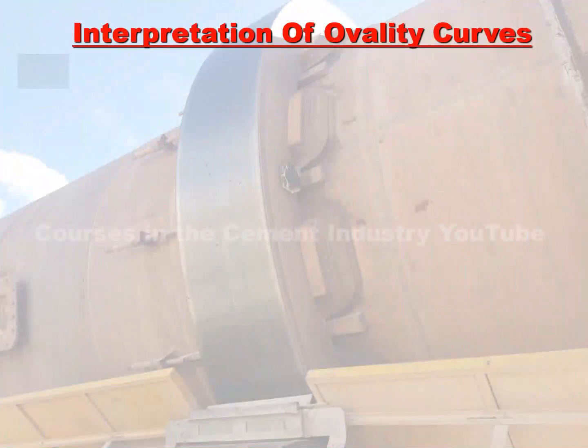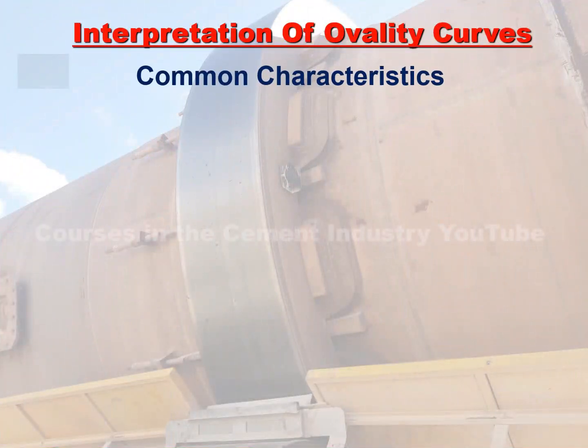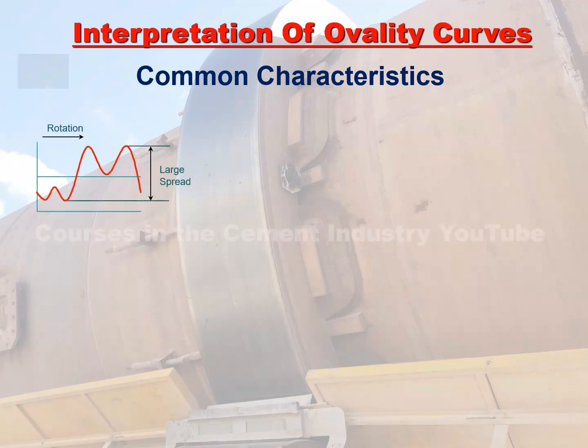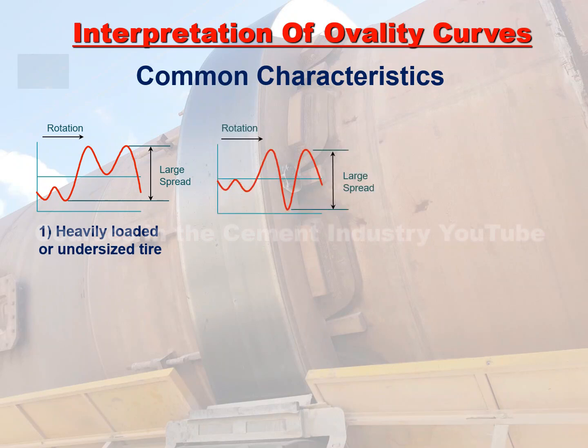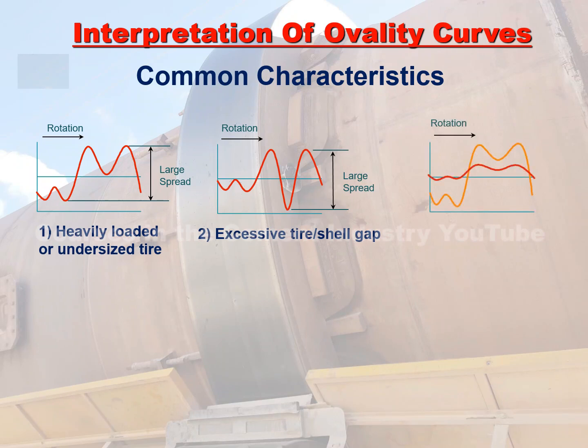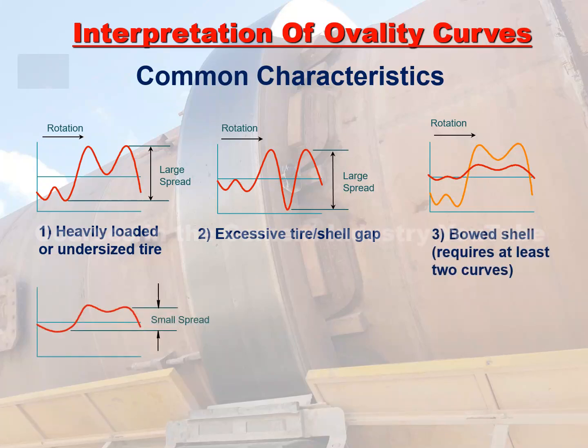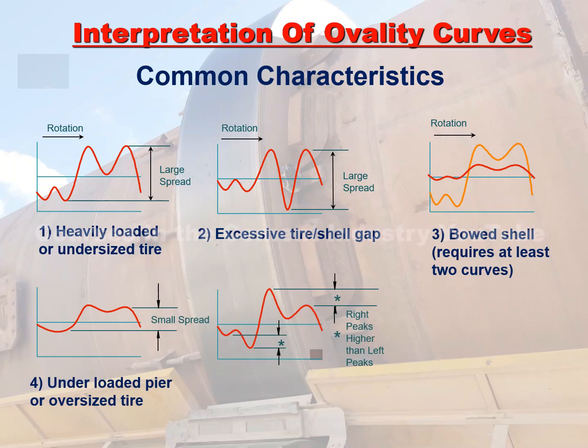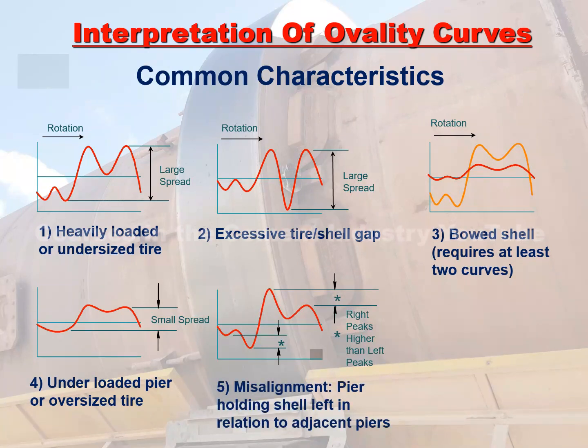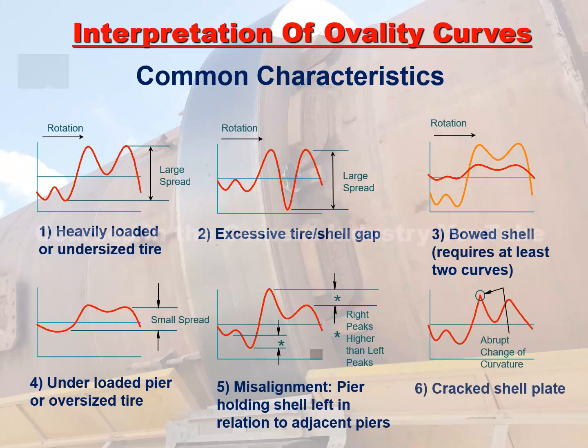Interpretation of ovality curves. Common characteristics. These figures illustrate a heavily loaded or undersized tire. These figures illustrate excessive tire and shell gap. These figures illustrate a bowed shell, which requires at least two curves. These figures illustrate an underloaded pier or oversized tire. These figures illustrate misalignment, a pier holding the shell left in relation to adjacent piers. These figures illustrate a cracked shell plate.